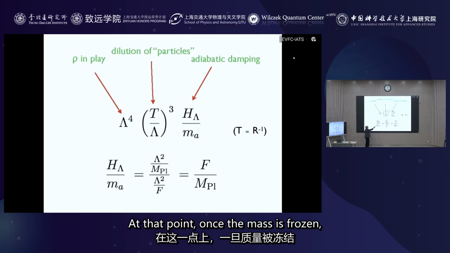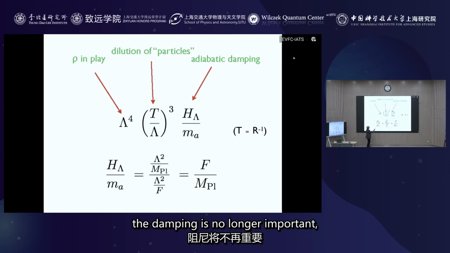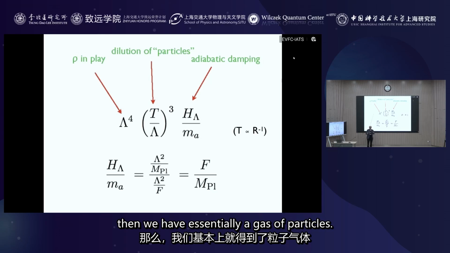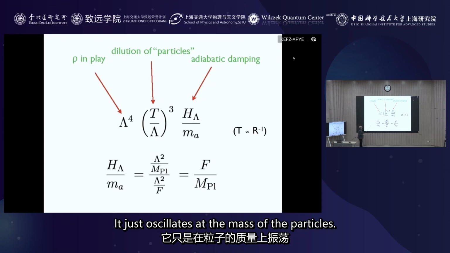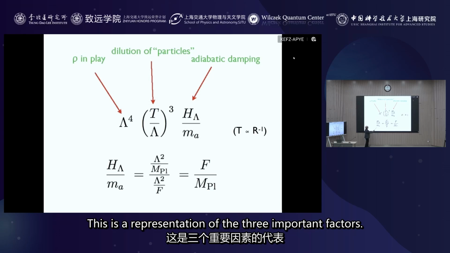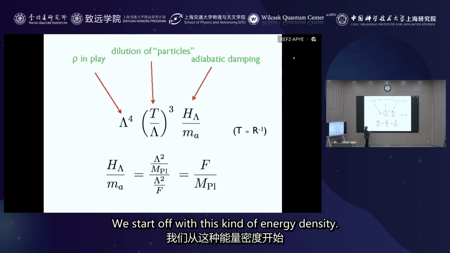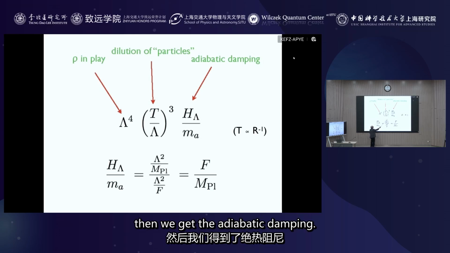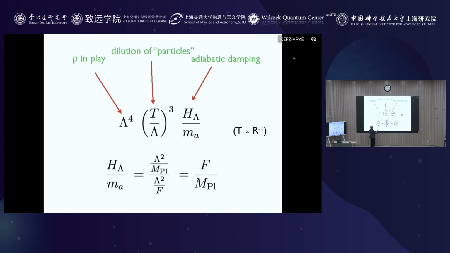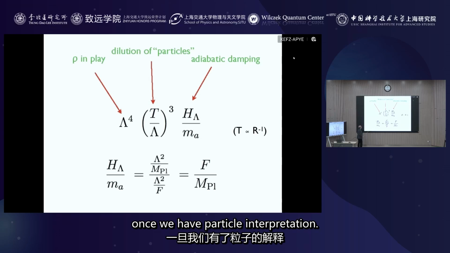And so at that point, once the mass is frozen and once the mass is static and the damping is no longer important, then we have essentially a gas of particles. We just have free motion of this field. It just oscillates at the mass of the particles. So this is a representation of the three important factors. We start off with this energy density, and it's frozen in because of the field, then we get the adiabatic damping, and then finally we get the expansion, the dilution of particles just by the expansion of the universe once we have the particle interpretation.